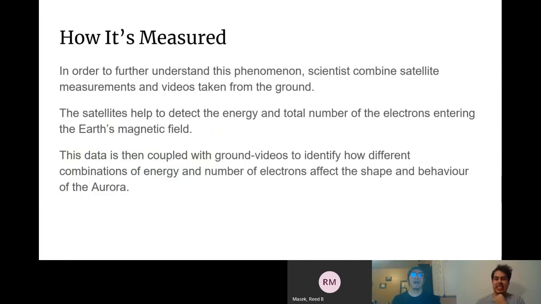Now, you might be asking yourself, how do we measure the aurora? And so the way that this happens is that scientists combine ground videos of what the aurora looks like, along with satellite information of the energy and the total number of charged particles incoming into the Earth's magnetic field. And so what they do is they combine both of these sets of data to determine what energy and what number of charged particles corresponds to what behavior. Ultimately, what we end up with is information that tells us this amount of energy and this amount of particles is going to give us behavior that looks like this. And so that's one of the ways in which we measure the aurora.